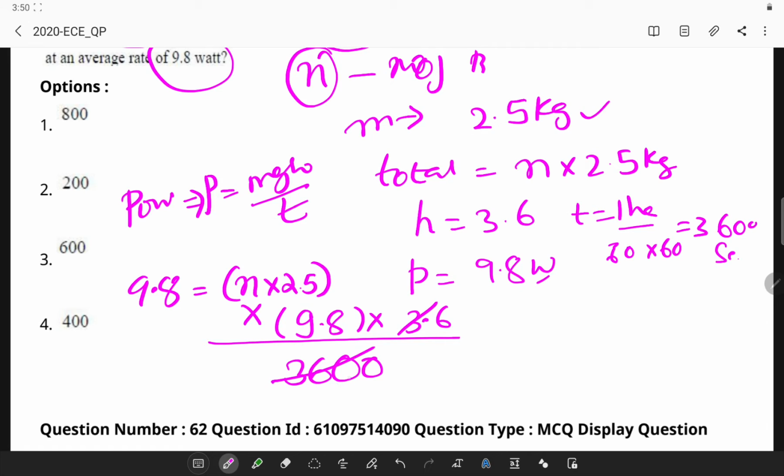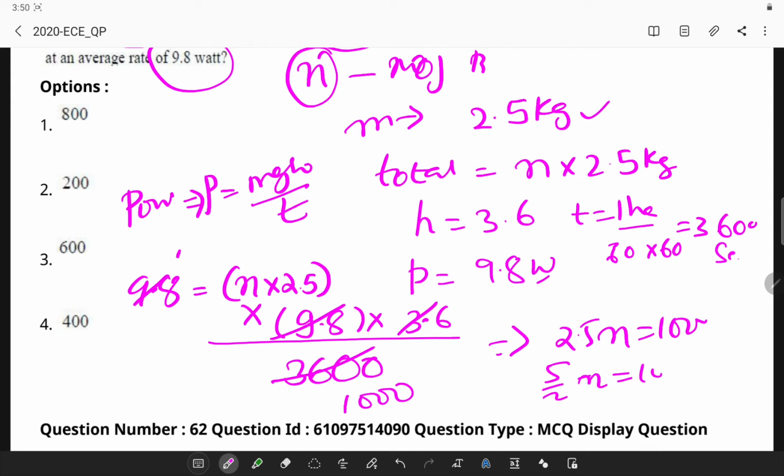So 3.6 thousand times 9.8. So I'll be simply left with 2.5 n is 1000, or I can write this as 5 by 2 into n is equal to 1000. So n will be 400.